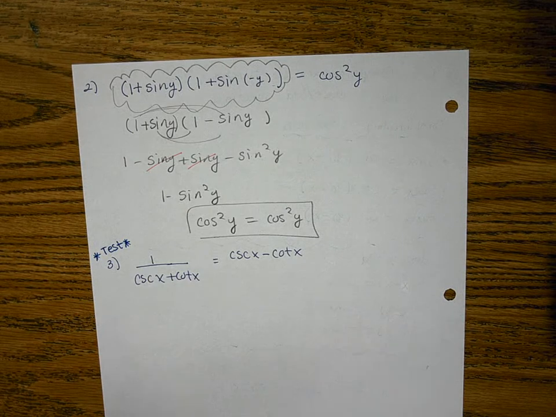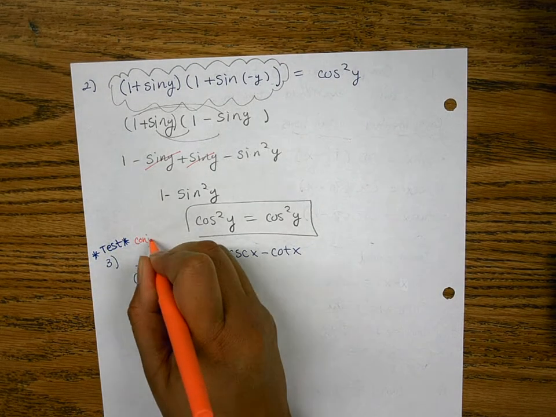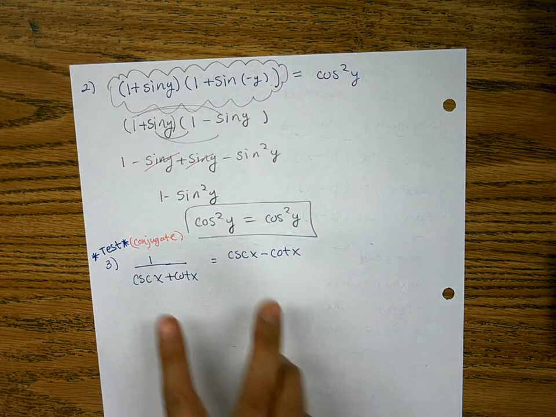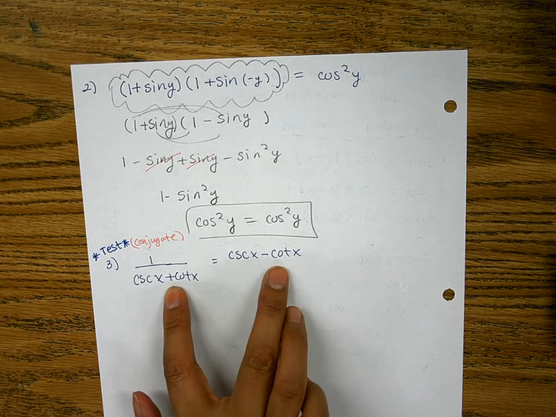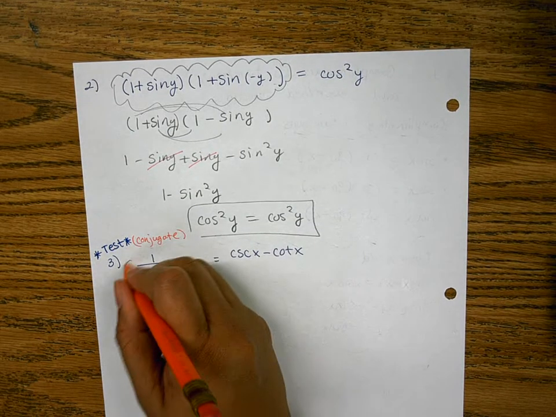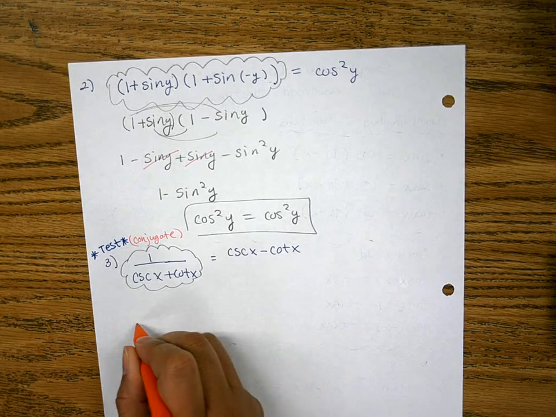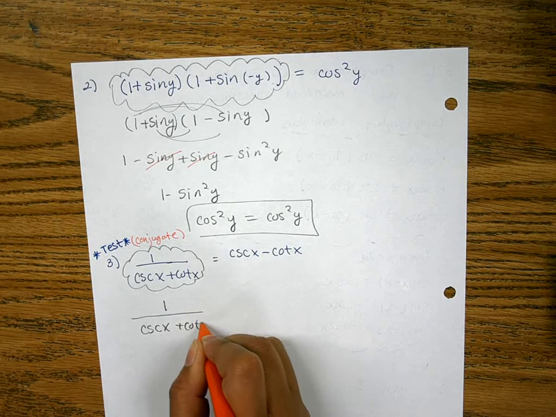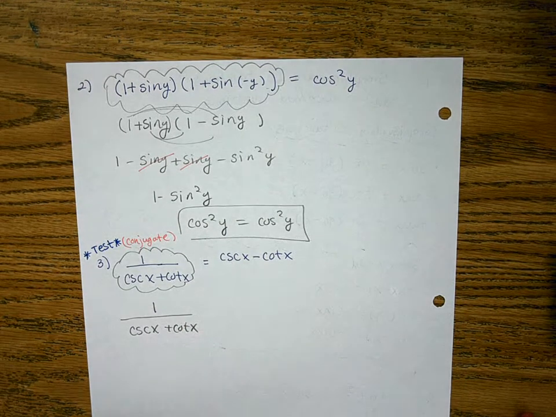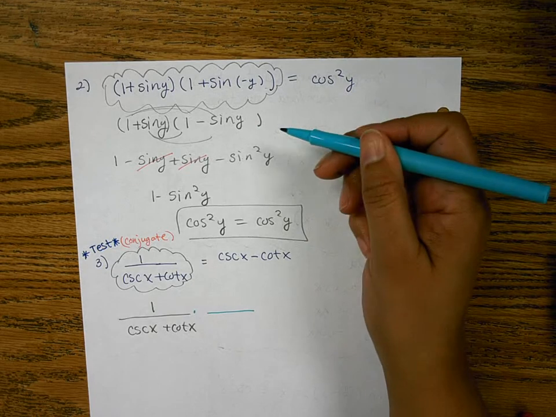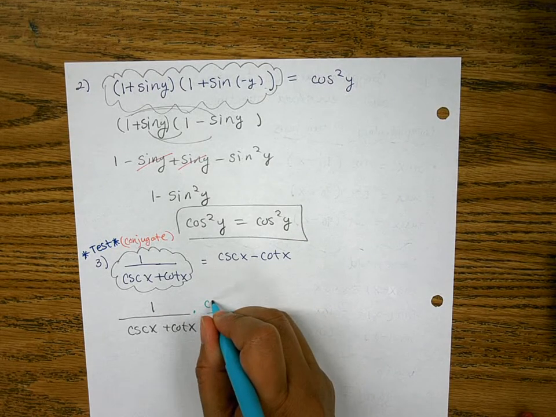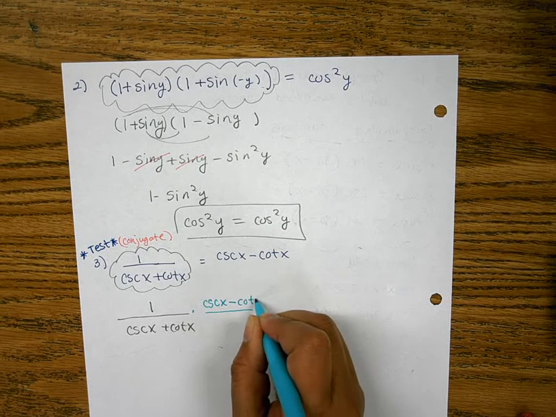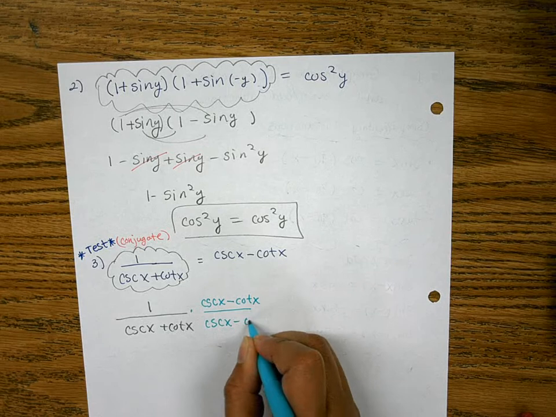Okay, so let me put a note here. This is a conjugate type problem. So when you see these two that are very similar, but this is a plus and this is a minus, that's kind of a big clue right there that you're going to multiply top and bottom by the conjugate. So I'm just going to rewrite it so that I can show the multiplying piece. Okay, so I rewrote it, and I'm going to multiply top and bottom by the conjugate. And I talked about the conjugate up here. It's where everything stays the same, you just change the middle sign. It's plus here, so it'll become minus. And then cosecant x minus cotangent x.